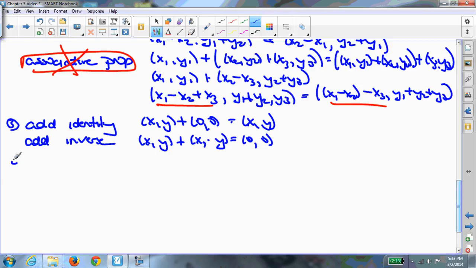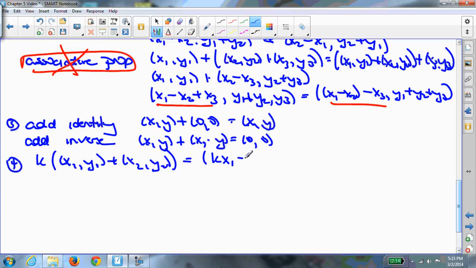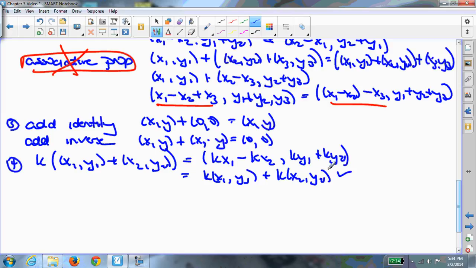And we can check our distributive properties. So if I have k times (x1 comma y1 plus x2 comma y2), I'm going to get k times (x1 minus x2) comma ky1 plus ky2. And that is equivalent to k times (x1 comma y1) plus k times (x2 comma y2). So that distributive property still holds.